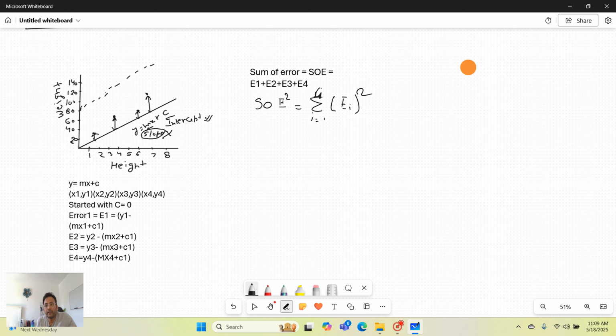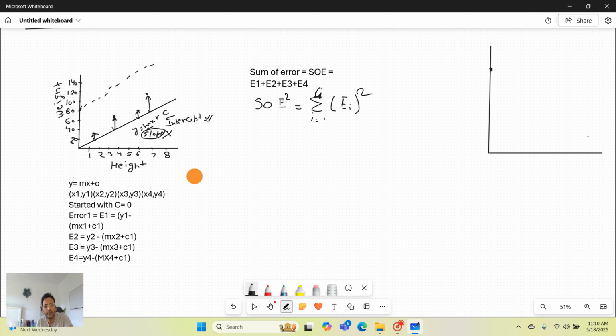Now let's see how the graph of this summation of error square will look. On this line, the error is this much. Now if we take c a little more up here, then the error will be less. So as c goes up close to the points, the error goes down like this. So the graph will be something like this. Because it's a square, it will not go negative; it will start going up again in the other direction. So basically on the x-axis it is c, and on the y-axis it is the sum of error square.